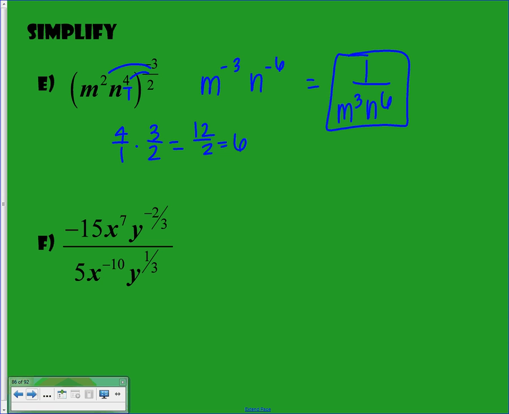So if I've got example F, I've got negative 15 x to the 7th, y to the negative 2/3 over 5 x to the negative 10th, y to the 1/3. So there's a lot going on.